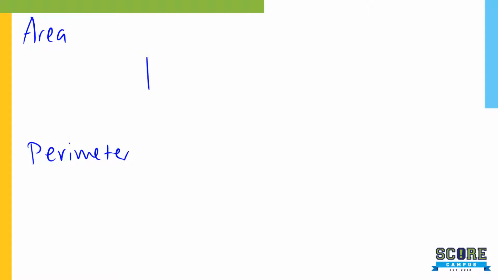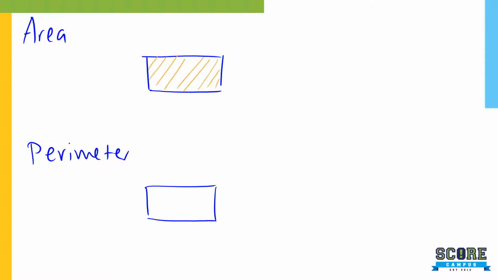Okay, let's just say we have a rectangle, the same rectangle here. The area is the land it covers. Okay, this is the area. The perimeter is the distance of the border. The length of the border, I would say.